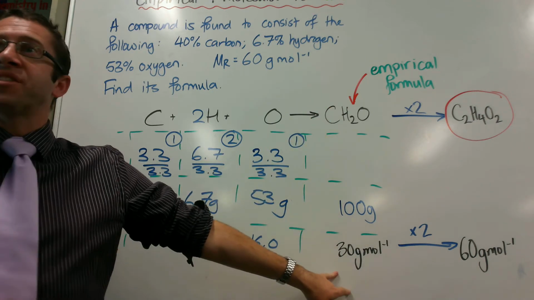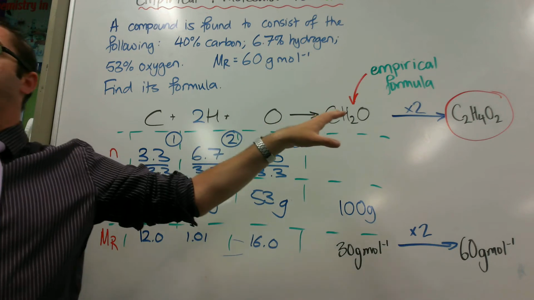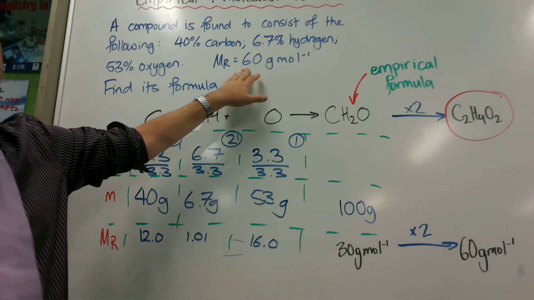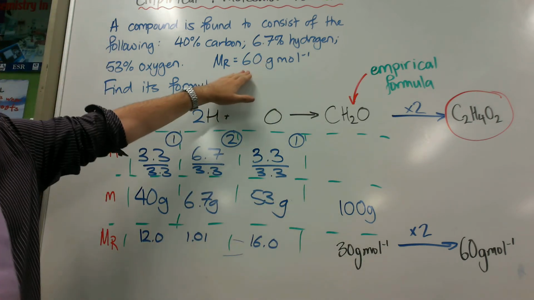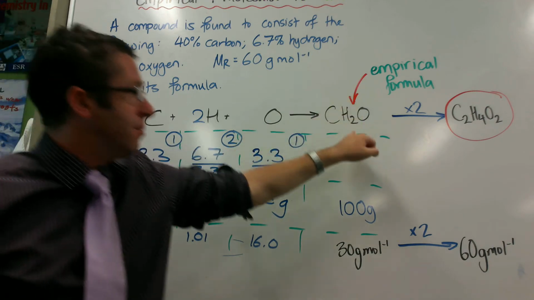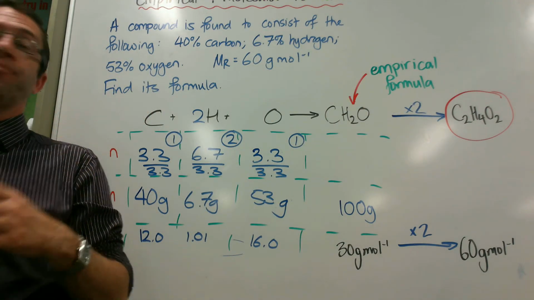Once I know the molar mass of my empirical formula and I compare it to what the molar mass should be, I know whether that's the right answer or not. If it's not, it's because this is twice as big as this, or this is 3 times as big as this, or whatever, and I multiply each atom by that multiplication factor. Okay.